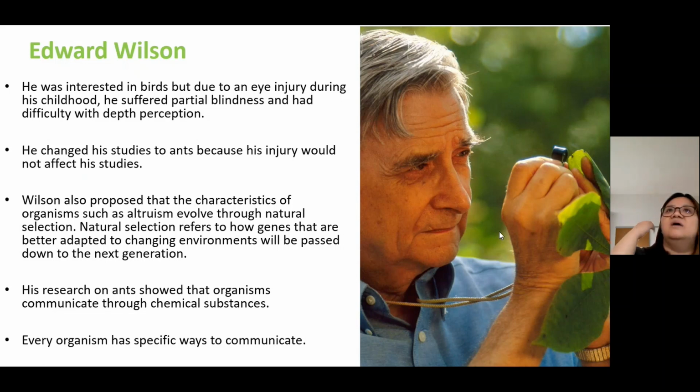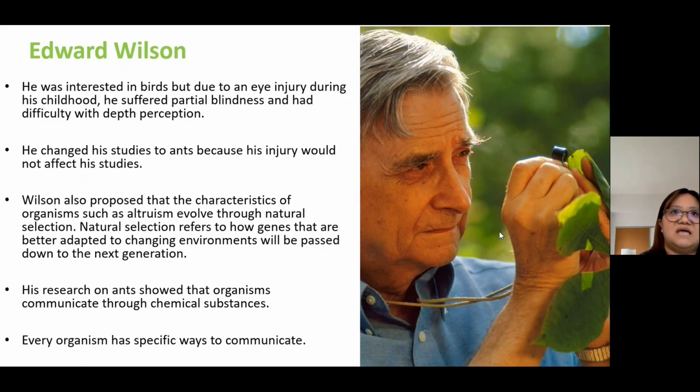Meaning that, throughout his observations on different generations of ants, some of these ants from different generations portrayed the characteristics of altruism, helping each other, backing up each other, and so on. Again, he was adapting the concepts from Charles Darwin, natural selection, which we learned just now, referring to how genes that are better adapted to the changing environment will be passed down to the next generation.